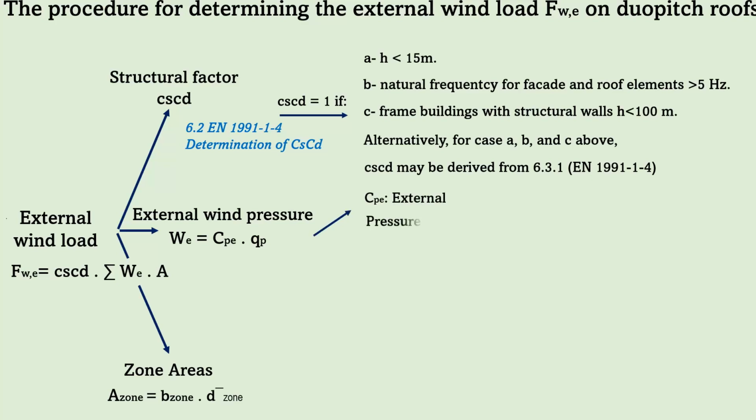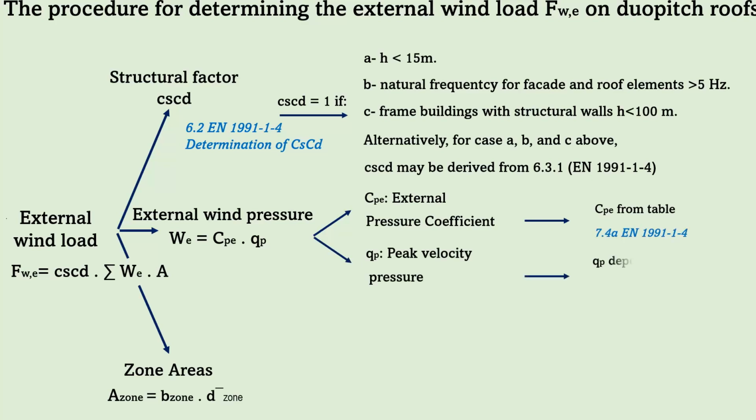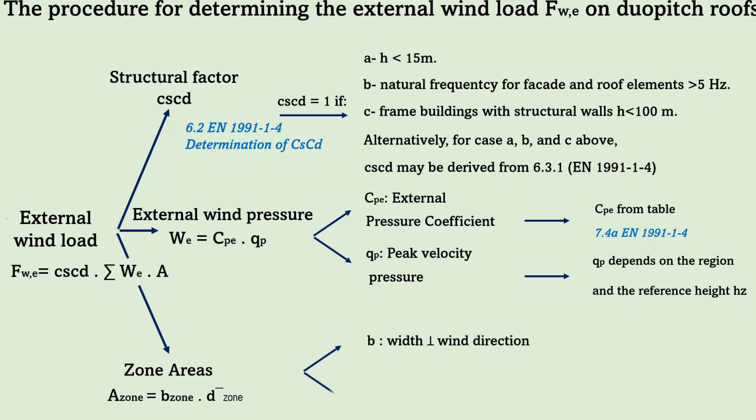CPE is the external pressure coefficient and can be determined from table 7.4 Eurocode 1991. QP is the peak velocity pressure and depends on the region and the height of the building. B is the width of the building perpendicular to the wind direction. D' is the pitch length parallel to the wind direction.